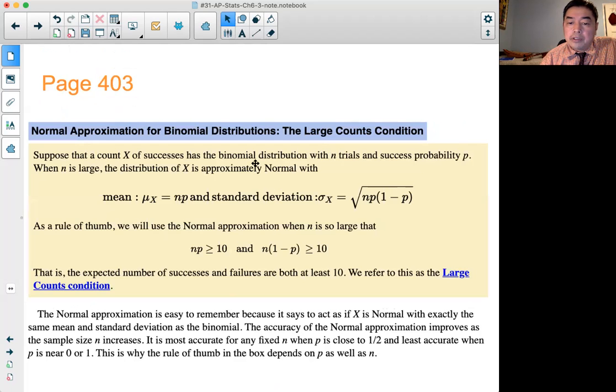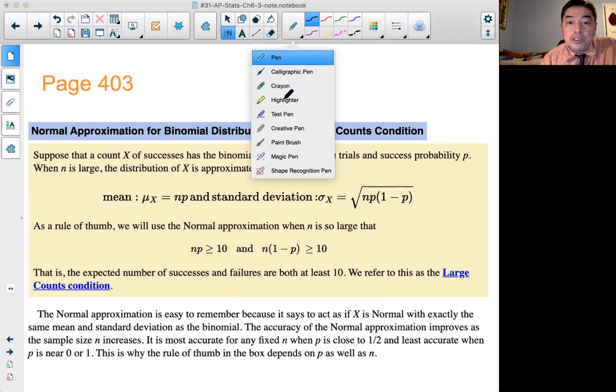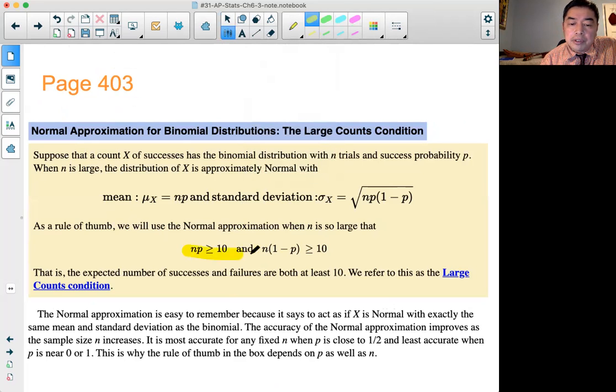So this is the condition you should remember. The condition is right here, actually. I will highlight the condition, and you will use this condition for the next chapter too. By the way, the 10% condition we will use in the next chapter too. So the mean is mu sub x, which is n times p. That's the expected value we have been studying.